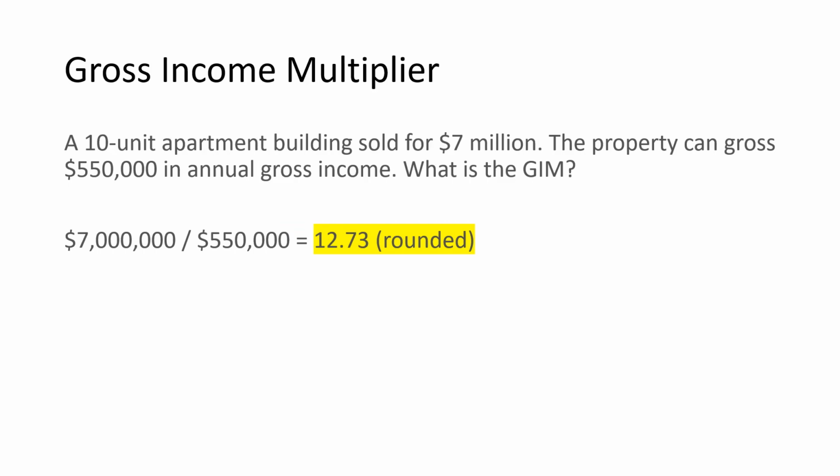Gross income multiplier. A 10-unit apartment building sold for $7 million. The property can gross $550,000 in annual gross income. What's the GIM? Take the $7 million divided by the $550,000 and you have 12.73.